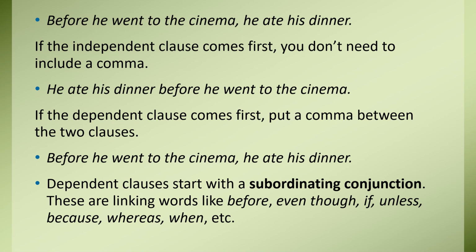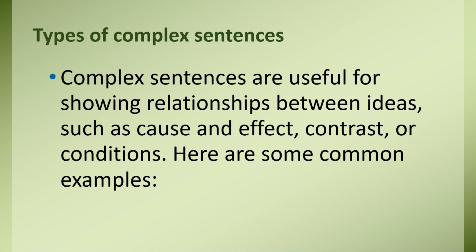A dependent clause starts with a subordinating conjunction. These are linking words like before, even though, if, unless, because, whereas, when, etc. So what are the types of complex sentences? Complex sentences are useful for showing relationships between ideas such as cause and effect, contrast, or conditions. Here are some examples.